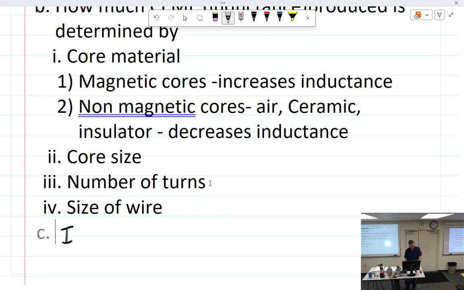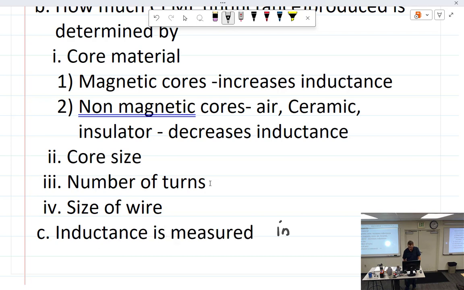Inductance is measured in henries. Henry. That's a funny word. Named after Joseph Henry, partner to Michael Faraday, who gets the honor of capacitance, the farad.